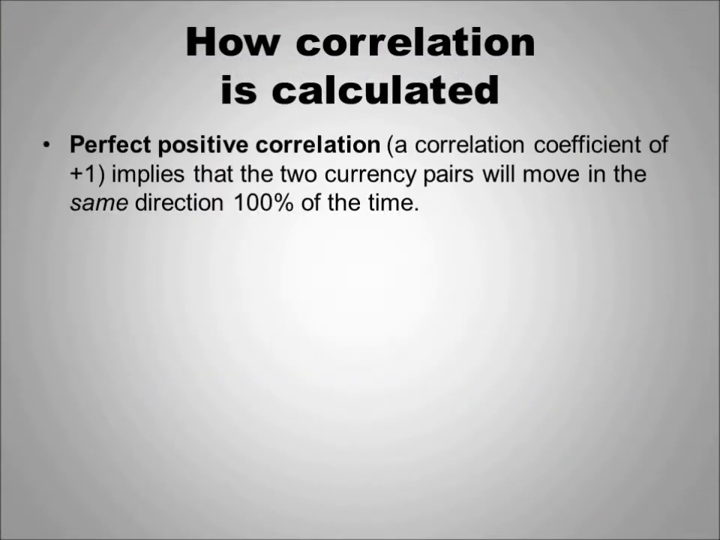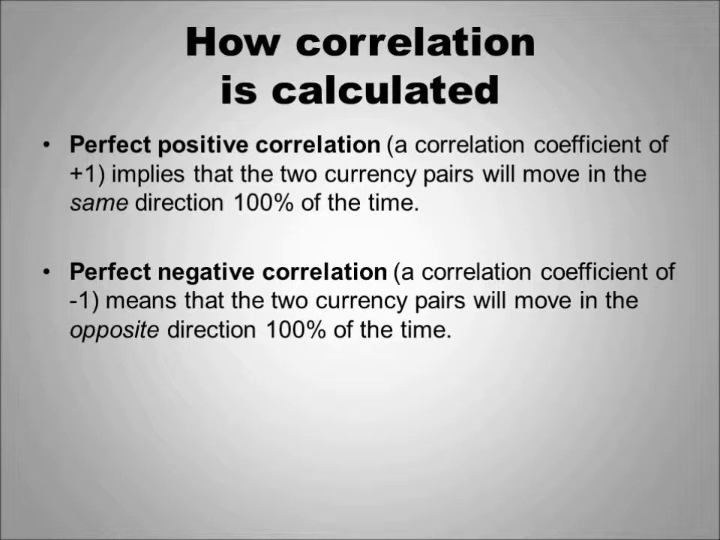Okay, so how do we calculate correlation? It works like this. Perfect positive correlation means the coefficient is +1. It means two currency pairs move together 100% of the time. Let's say we have currency pair 1 and currency pair 2. If currency pair 1 is showing a strong bullish trend, currency pair 2 will show the same bullish trend. They will both range at the same time, and they will both be bearish at the same time.